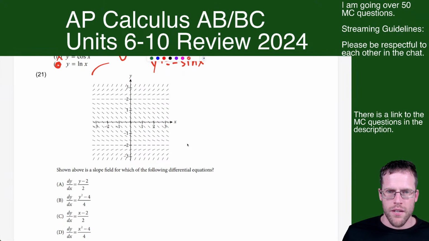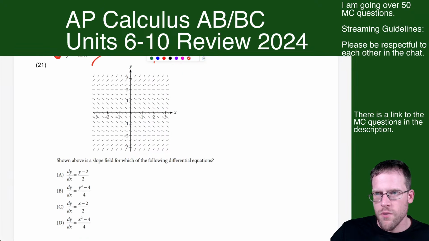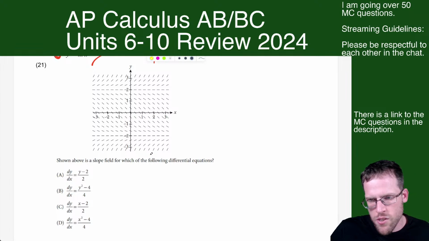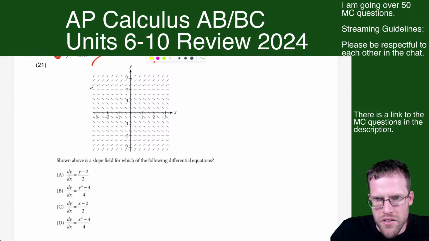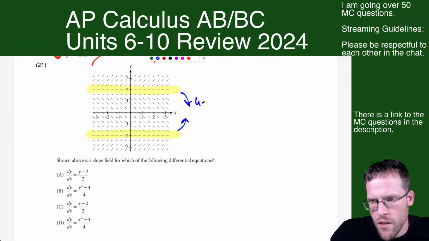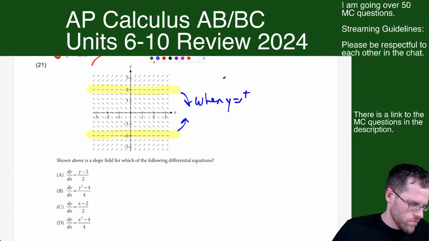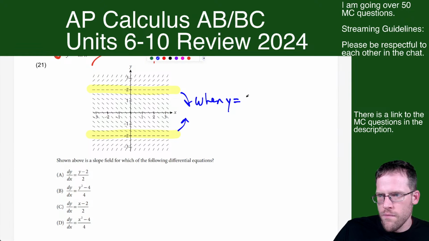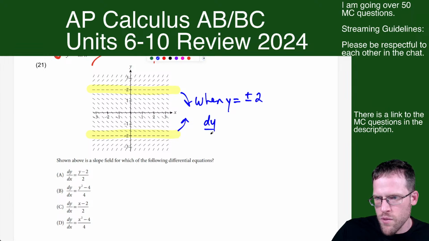All right, and this is the last slope field. Another trick is to look at which of the following differential equations this is a slope field for. I like to look for a line of zeros. So this one makes me think that when y is plus or minus 2, the slope dy/dx is equal to 0.